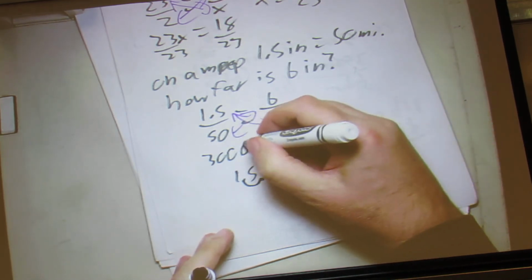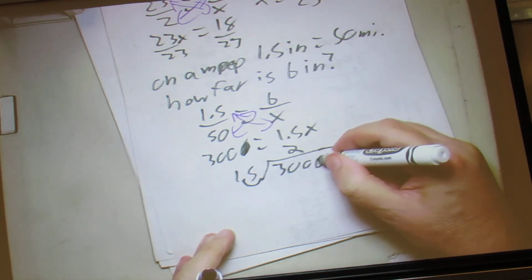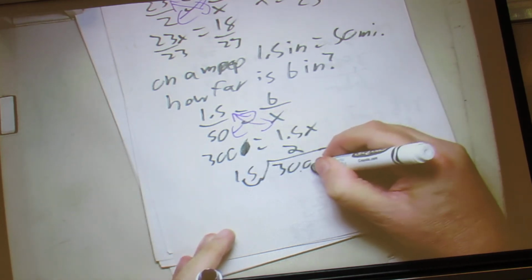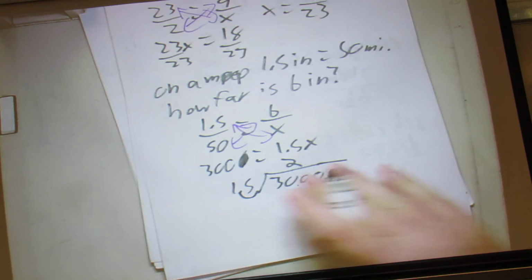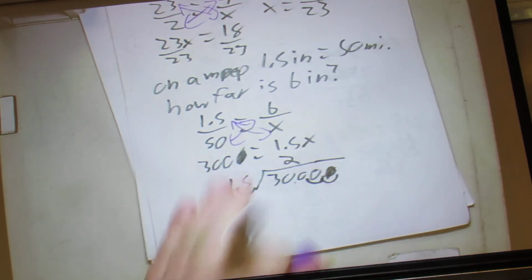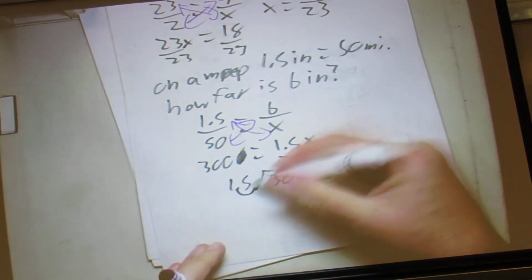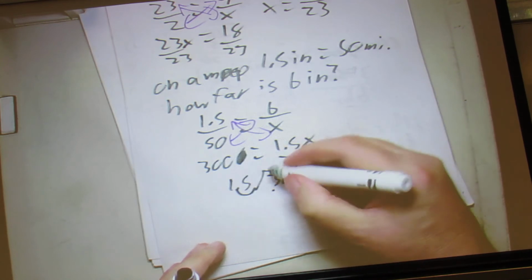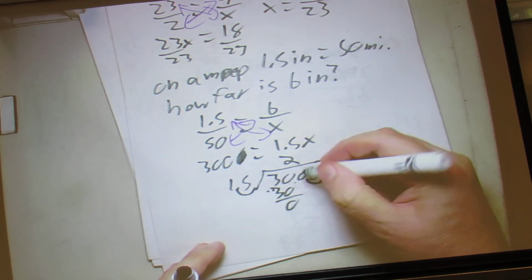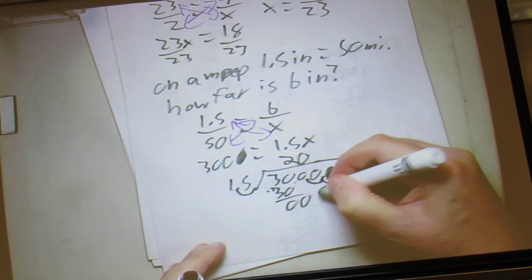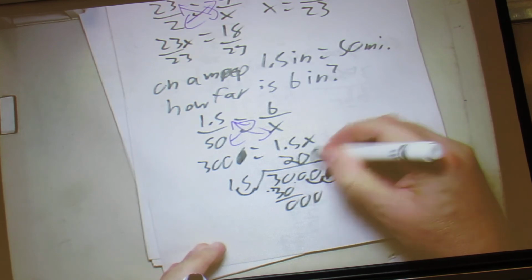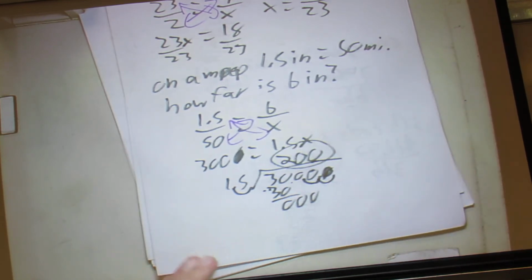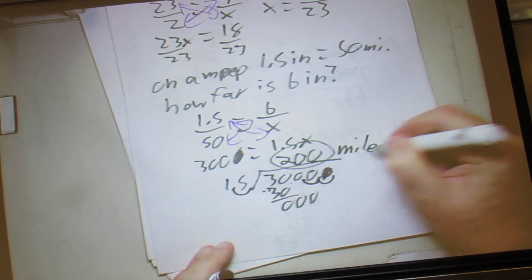Oh, that should be 300, sorry. So we went from here to here. 6 times 50 is 300. So we're going to go 2 times 15 is 30. 0, 0, bring down the zeros. So the answer is going to be 200 miles.